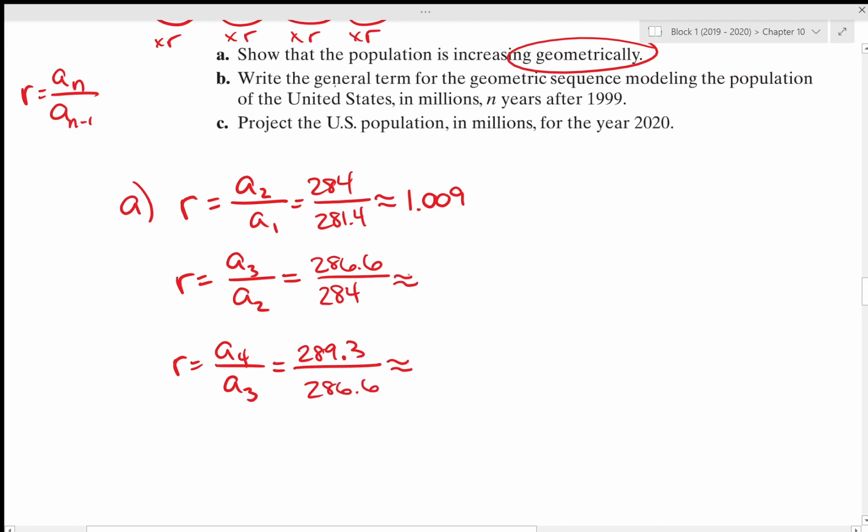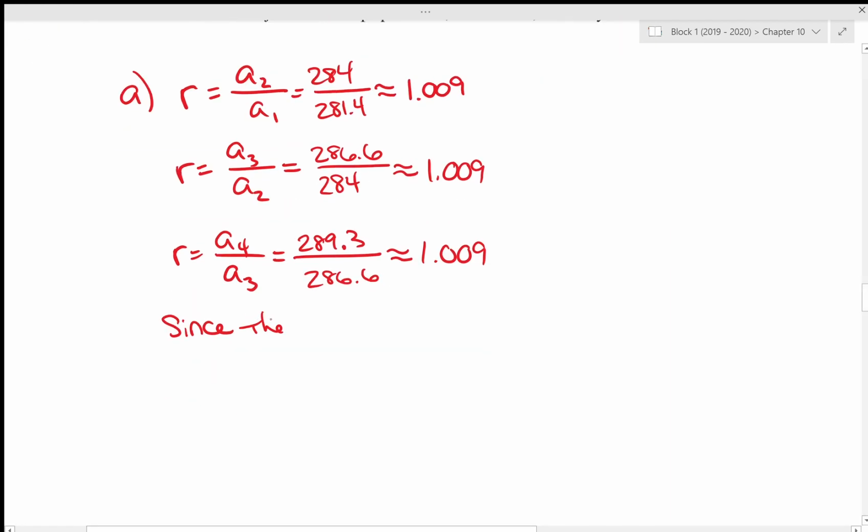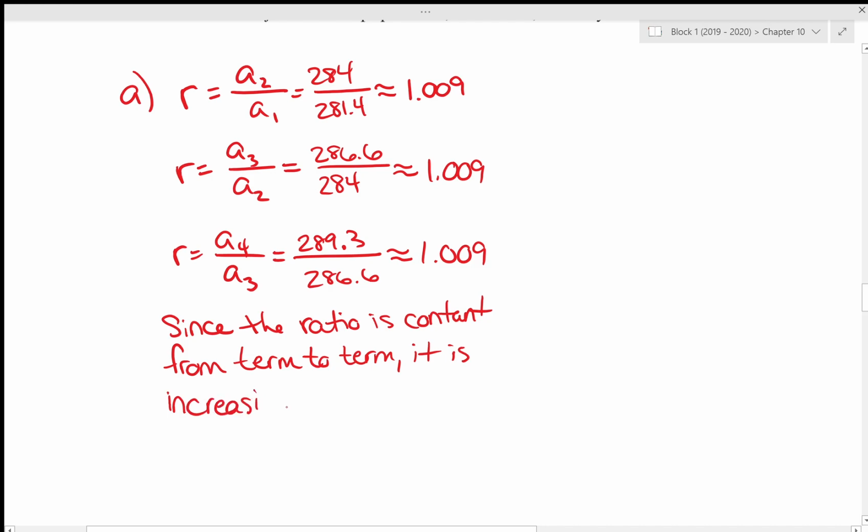Now, if you do these in your calculator, you'll see I've rounded to 3 decimals, and all of them give you 1.009. So since the common ratio, or since the ratio, is constant from term to term, it is increasing geometrically. Okay?